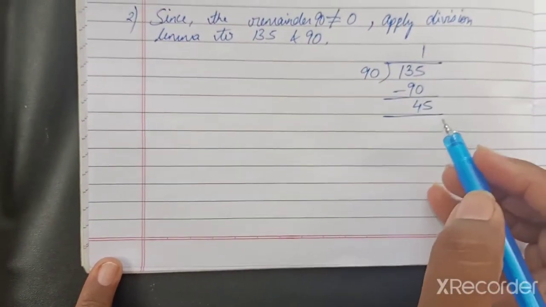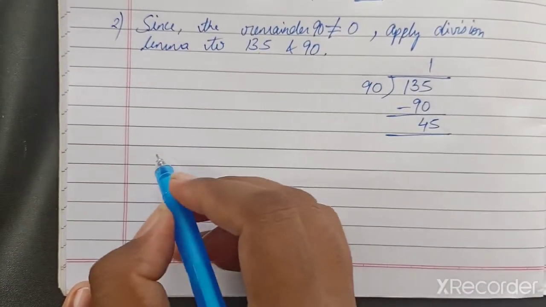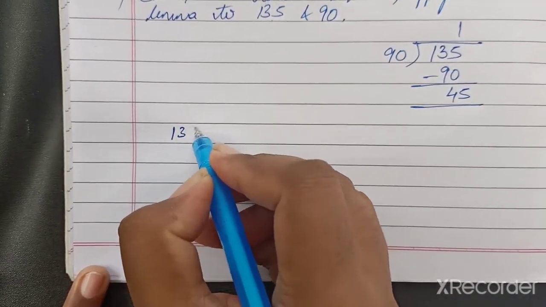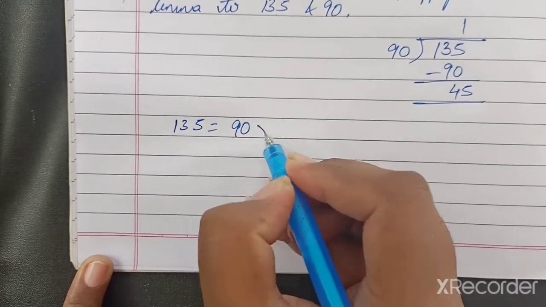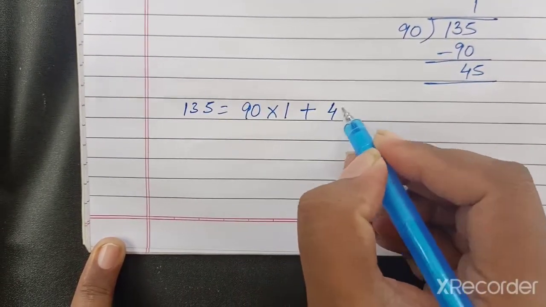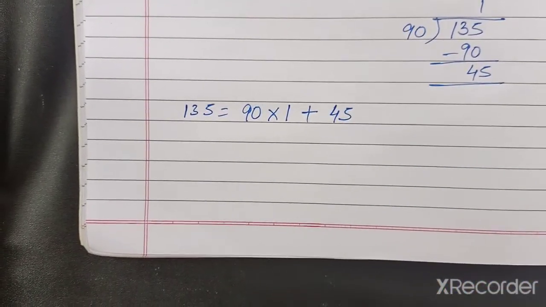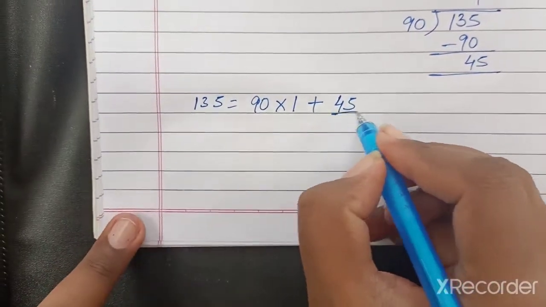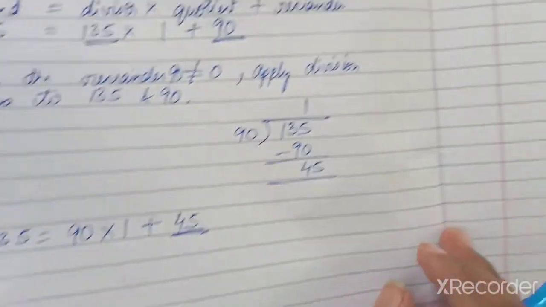So again we are going to write this in the form of division lemma, that is dividend is equal to divisor multiplied by quotient plus remainder. Again you can see that the remainder is not equal to 0, it is 45. So we are going to take the third step.